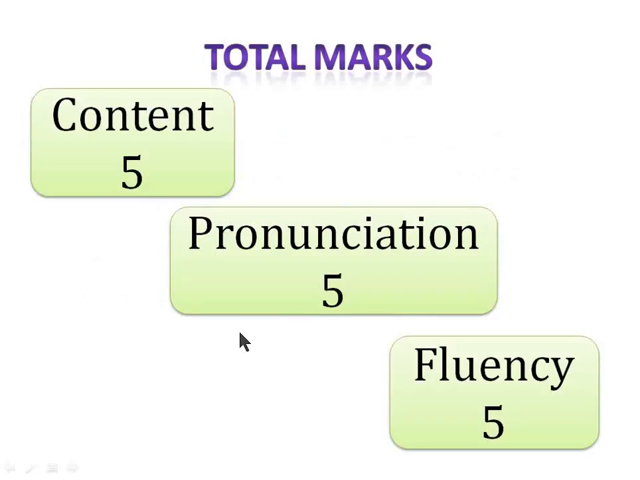Just like other speaking items, marks are awarded on the basis of content, fluency, and pronunciation. And there are 5 marks for content, 5 for pronunciation, and 5 for fluency. Overall, one describe image part contains 15 marks. And there are approximately 8 to 10 items, so technically each and every item contains 15 marks.